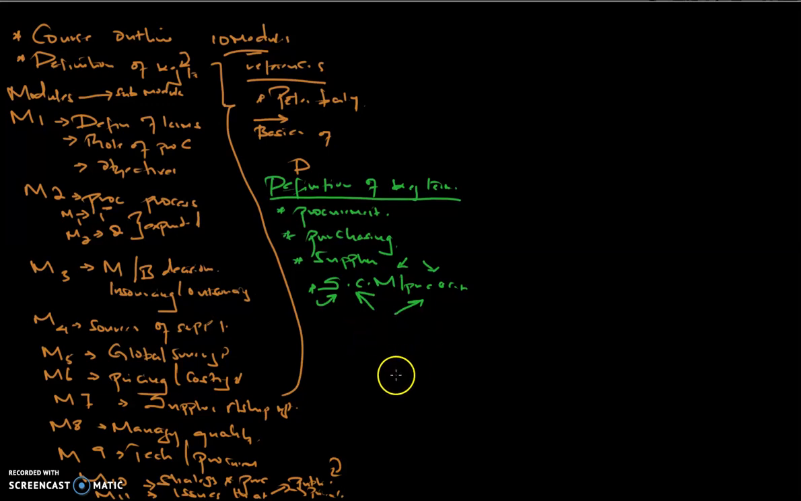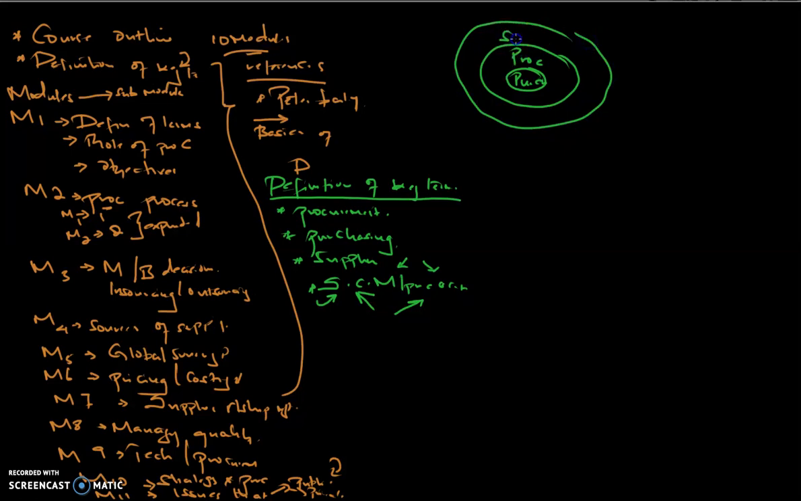And this is what I mean by that. If I was to give this in terms of scale, it would look something like this. You have purchasing in here, you have procurement in here, you have supplies management in here, then you have supply chain management.